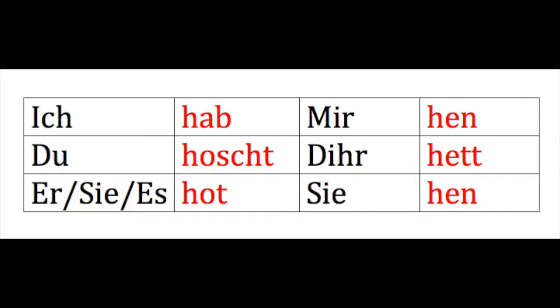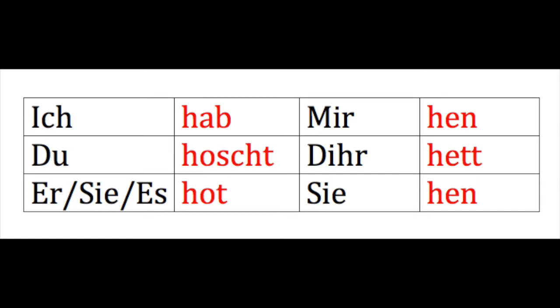Your key for this video is that you learn how this verb conjugates, and it is another irregular verb, just like sei. So here's our conjugation table. As you can notice, the verb changes quite a bit in its conjugated forms. For ich, it becomes hab. For du, huscht. For er, sie, and es, hut. For mir, hen. For deer, het. And for sie, hen.